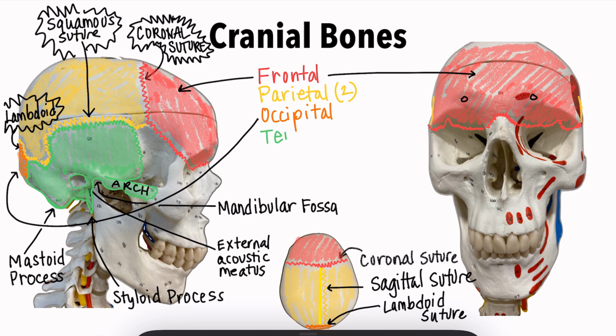Let's label temporal bone. There you go, just like that. And there are two of these. They are paired. You have one on both sides of your head. Next, we'll look at the sphenoid bone.